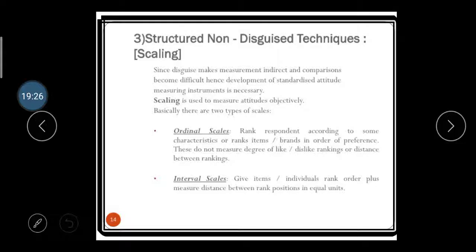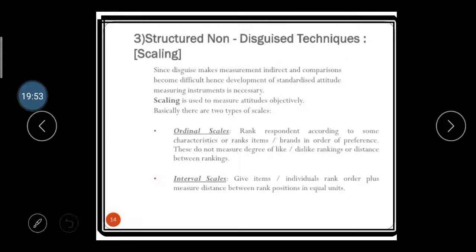Since the disguised technique makes measurement indirect and comparison becomes difficult, hence the development of the standard attitude scaling. Scaling means what? Scaling is used to measure attitude objectively. There are mainly two types of scale, ordinal scale and interval scale. Means what? In the ordinal scale, there is rank response according to some characteristics to rank items and brand order.